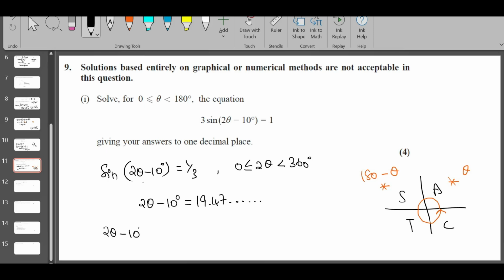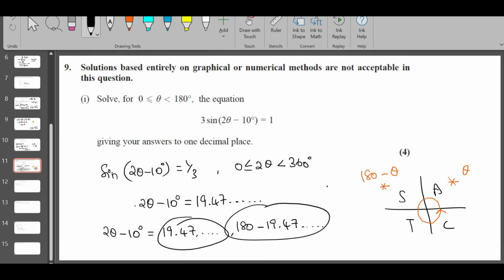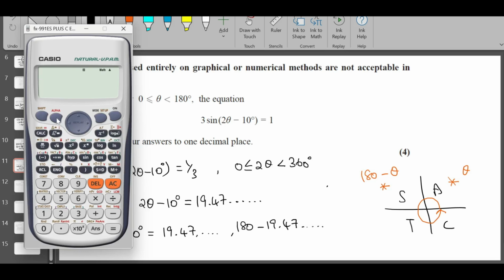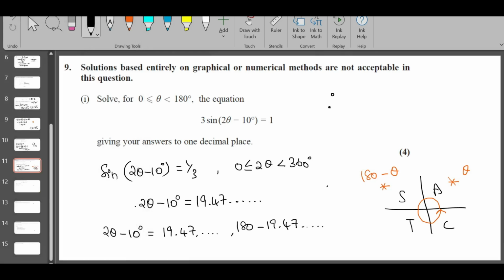So 2 theta minus 10 degrees is theta, 180 minus theta. So you need to simplify these two values and then add 10, divide by 2. That would be the final answer. So the principal value plus 10 divided by 2. They want the answer to one decimal place, 14.7. Therefore, x is equal to 14.7 degrees. They want the answer to one decimal place.